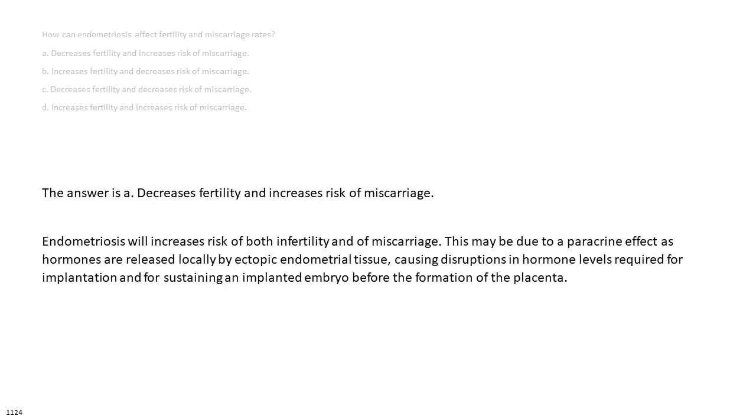The answer is A. Decreases fertility and increases risk of miscarriage. Endometriosis increases risk of both infertility and of miscarriage. This may be due to a paracrine effect as hormones are released locally by ectopic endometrial tissue, causing disruptions in hormone levels required for implantation and for sustaining an implanted embryo before the formation of the placenta.